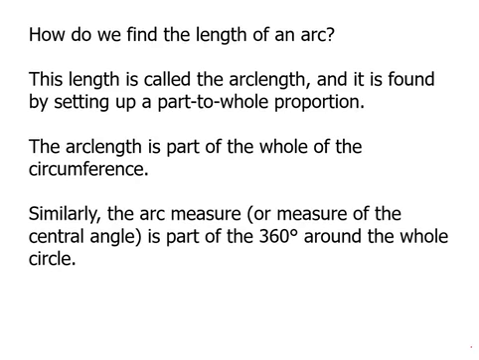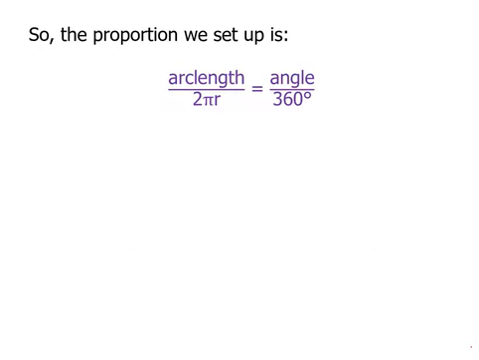The other part is going to be the arc measure, or the measure of the central angle. And that's part of 360 degrees, which is all the way around the circle. So it's going to be arc measure over 360 degrees. And so writing this out, we get this. And of course, we've just subbed in the formula for the circumference of a circle, 2 pi r. So that is a good proportion to know.